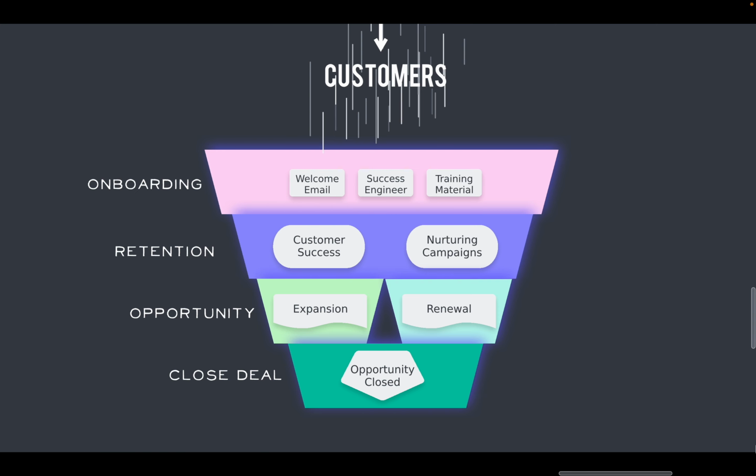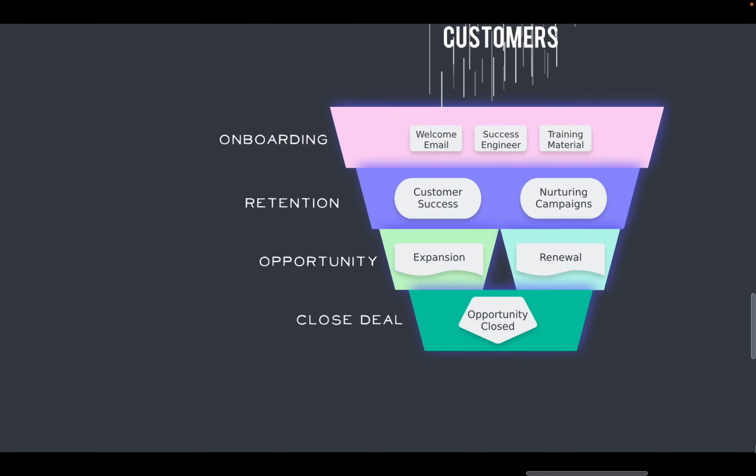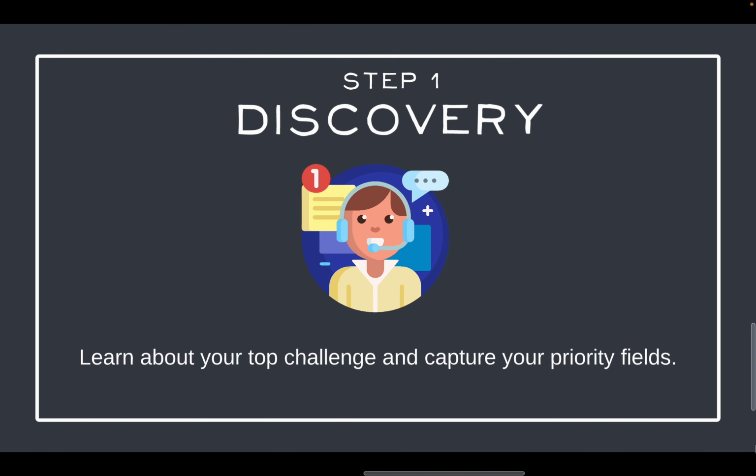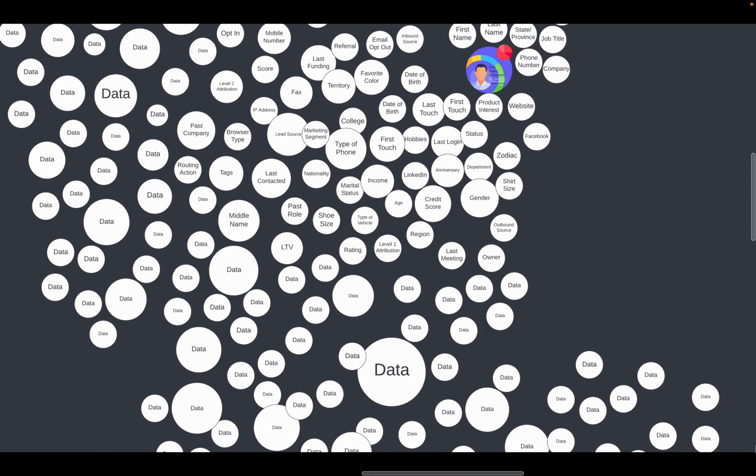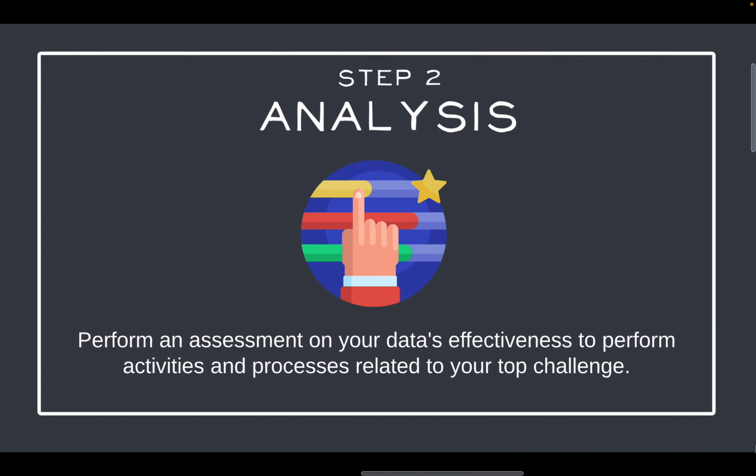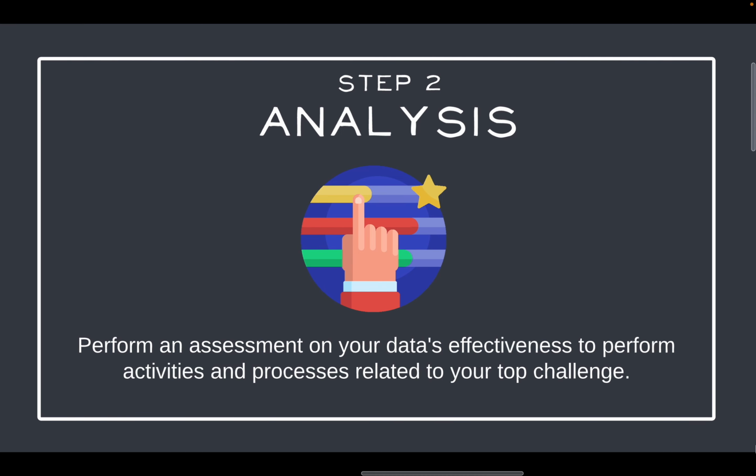And how does our data quality assessment support your data and understanding how it fares to be able to perform your effective initiatives? Well, we have a simple 3-step process. We first start by having a discovery conversation where we'll identify your top challenge and capture what your priority fields are that we'll be able to assess. Once we've received a CSV file with the different records and fields, including the values that you would like for us to assess, we'll then go through the process of analyzing that information and understanding how effective your data is to perform your activities and processes related to your top challenge.